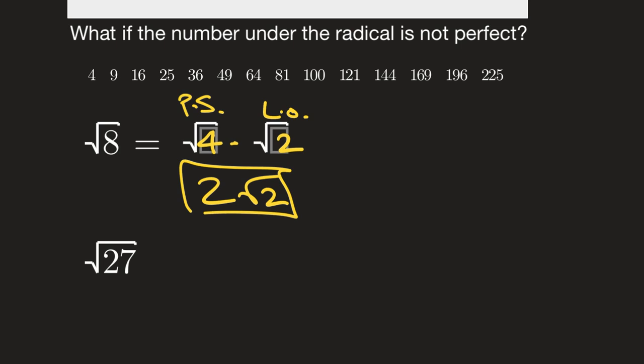Everybody okay with that? Any questions there about the first example? Okay? So again, a lot of this is going to be recognition. Take a look at the next one. Square root of 27. Is 27 a perfect square number? Is it on the list?